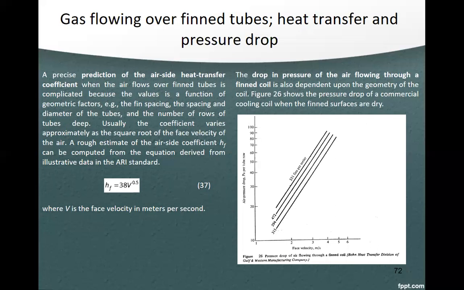Now, next, the drop in pressure of the air flowing through a fin coil is also dependent upon the geometry of the coil. So figure 26 shows the pressure drop of a commercial cooling coil when the fin surfaces are dry. So pressure drop of air flowing through a fin coil. Yan. Ito, face velocity. Start mo na yung ilang fins per inch o fins per meter. Makuha mo yung pressure drop sa fins.